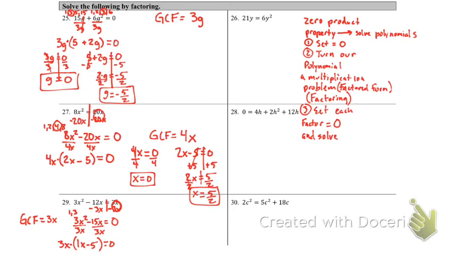Step 3 says put each factor equal to 0. So let's do that over here on the right. So 3x is equal to 0. And x minus 5 is equal to 0. And we're going to solve each equation. So here we want to divide by 3 to get x by itself. X equals 0. Over here we want to add 5 to get x by itself. X equals 5.